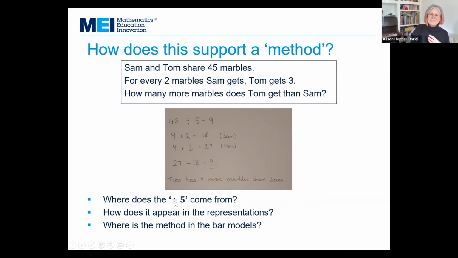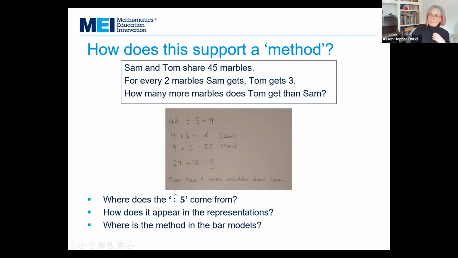Okay, so this whole divide by 5 bit, we can start to see by building up those bar models, where the perhaps more formal method, the procedure that some pupils will end up working towards, comes from. So there we go: 45 divided by 5 is 9, 9 times 2 is 18 for Sam, 9 times 3 is 27 for Tom, 27 subtract 18 is 9, Tom's 9 more marbles than Sam. We wouldn't be displeased if we saw that, I should think, in a book.